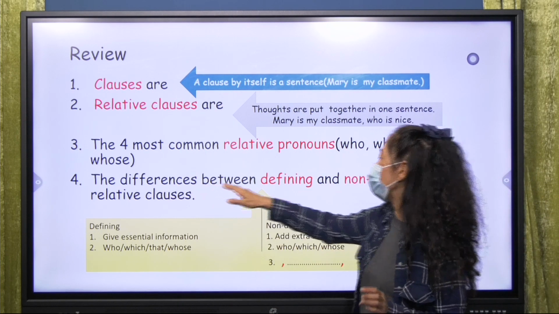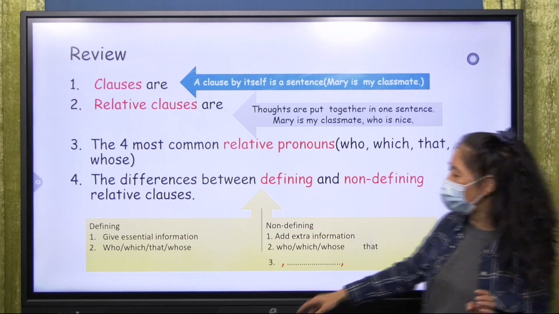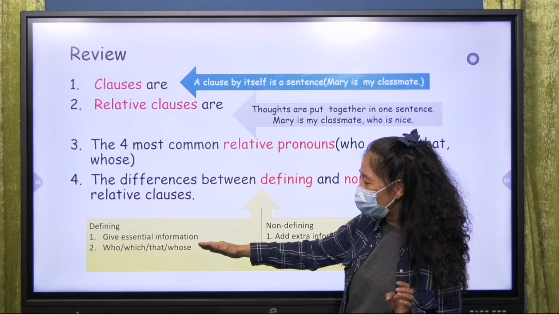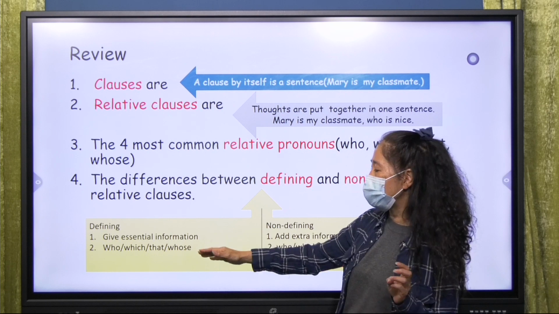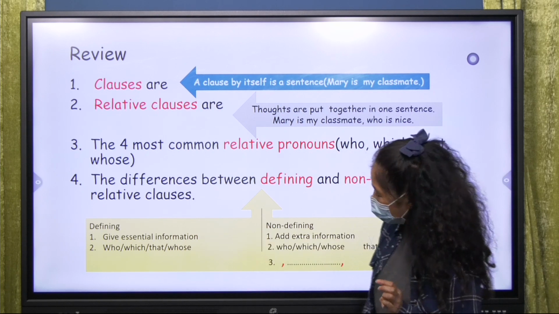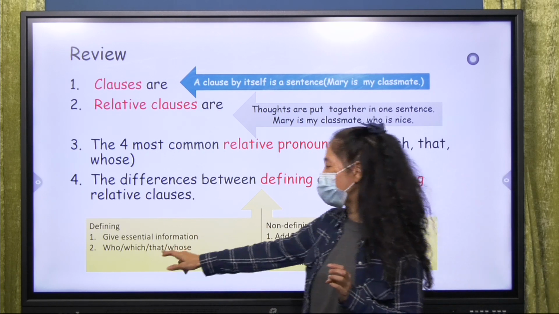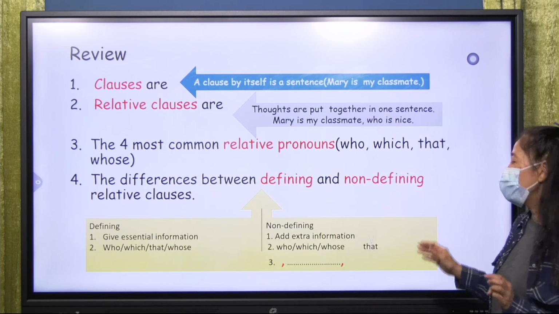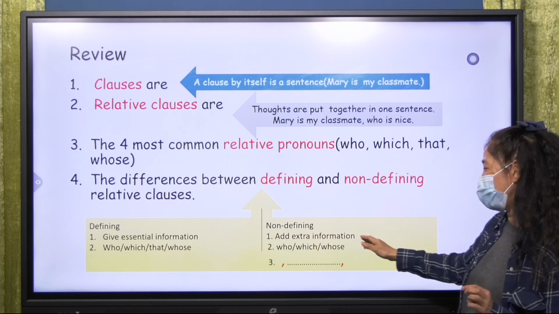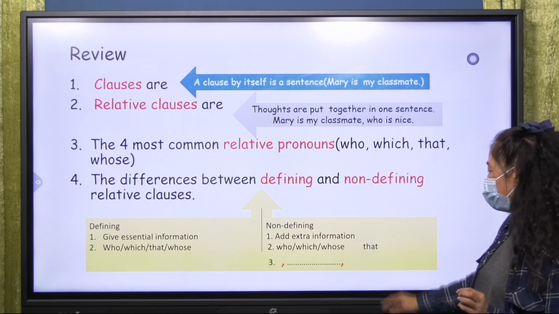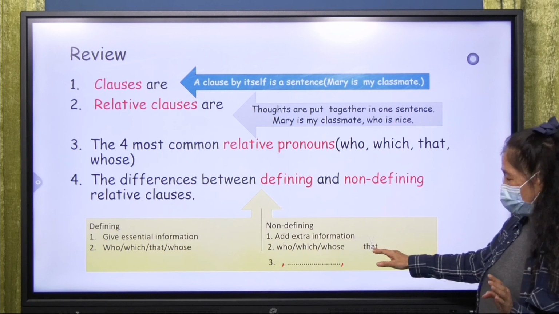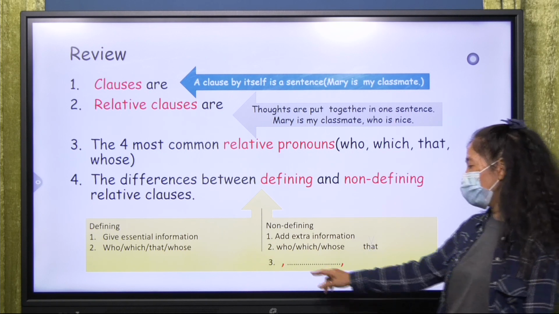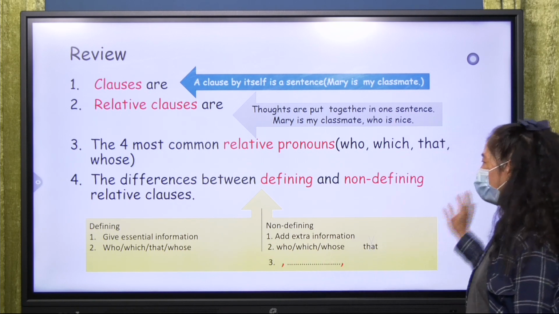As for the difference between defining and non-defining clauses, defining clauses give essential information, and in a defining clause, we can use that to replace who and which. But in non-defining, the relative clause just gives extra information. Do remember, we can't put that in non-defining. Also, do remember to use a comma.